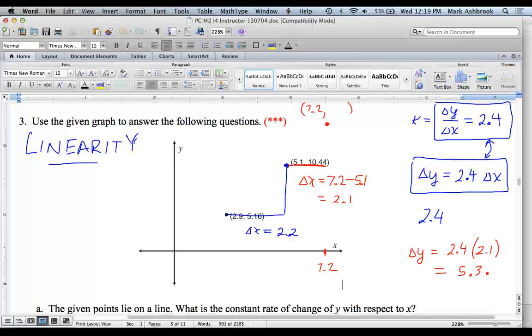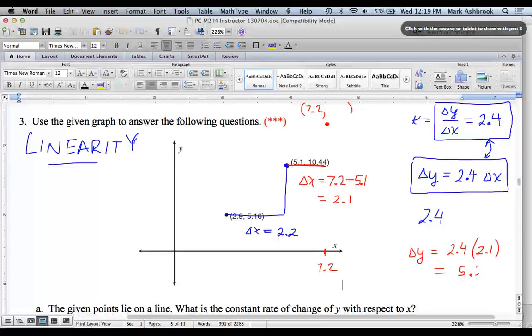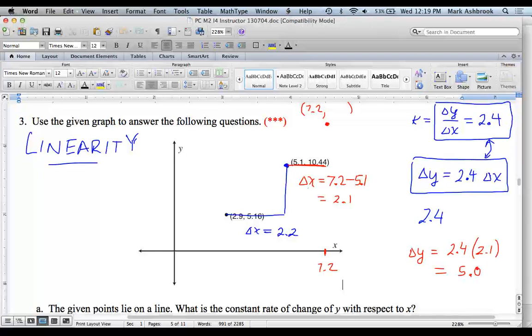I heard 5.04? How's that look? Good? How do we represent it on the graph? Can you all see it? Draw it with a finger. As x changes from 5.1 to 7.2, or changes by 2.1, y will change by 5.04, right? Because changes in y are always 2.4 times changes in x. Constant rate of change. Is it right? Are all my numbers right?